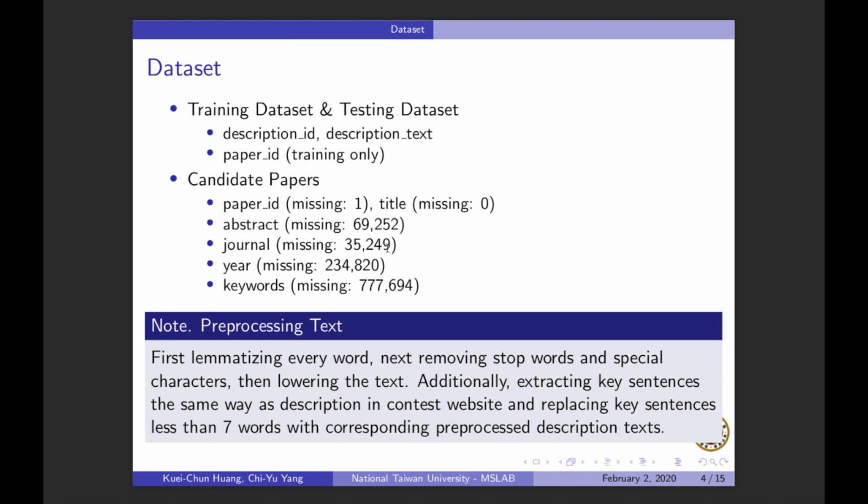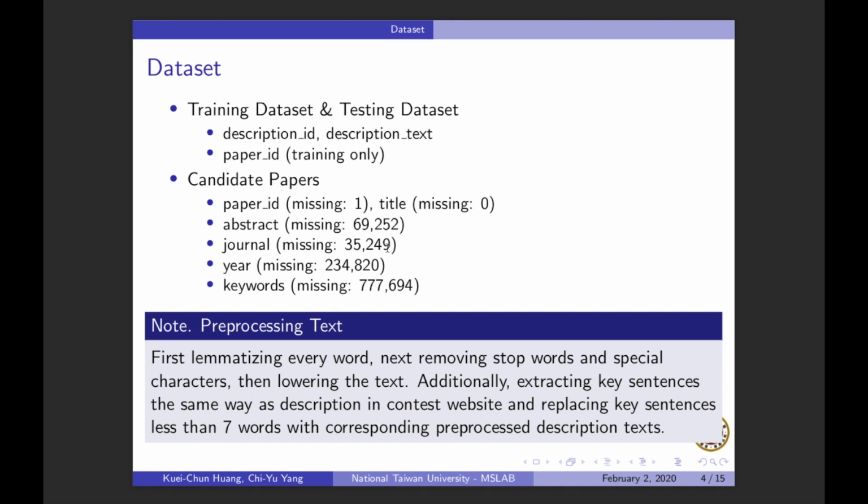As for the dataset, there are a training dataset and a testing dataset, of course, which contain description ID and description text, and for the training dataset, there is a paper ID as the target. As for the candidate papers pool, there are several attributes. Also, there is a ton of missing data.